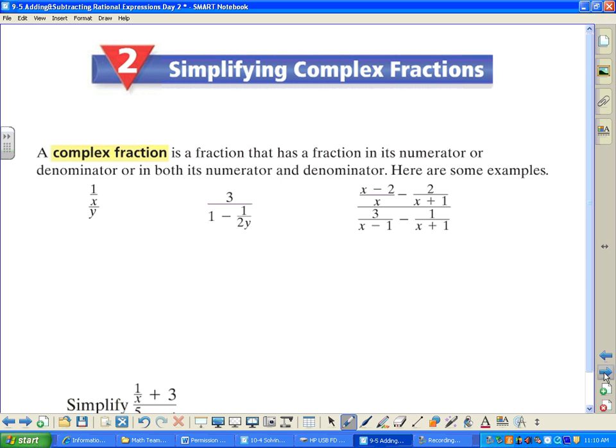Possibly, because that would be a complex fraction. Okay? Now, we're going to look at simplifying these complex fractions, and there's more than one way to go about it. So let me just put up one that we can simplify, and we'll try to simplify a couple of these.